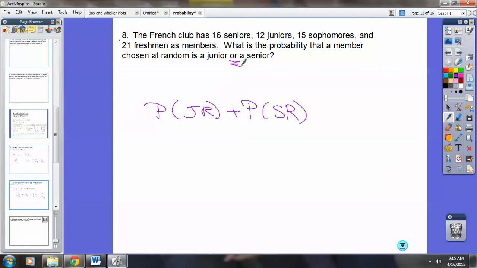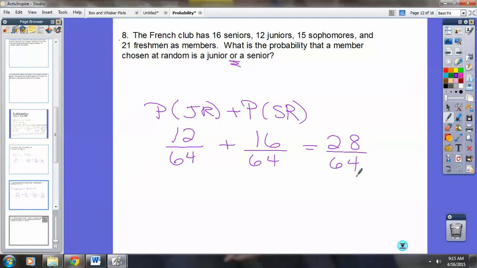So probability of being a junior. How many juniors do they have? 12 out of how many total students? 64. Plus the probability of being a senior. How many seniors are there? 16 out of 64. So let's go ahead and add 16 plus 12. 28 out of 64. 28/64 simplifies to 7/16.